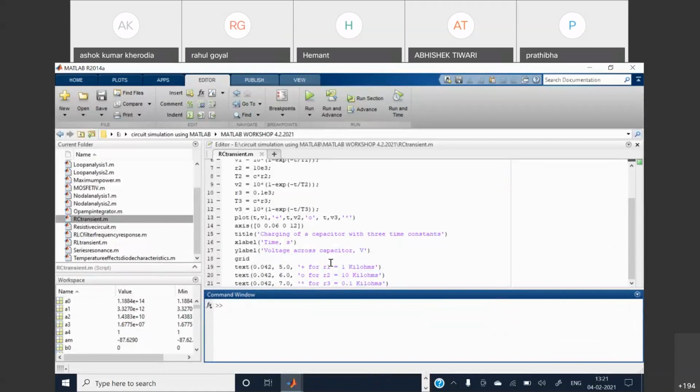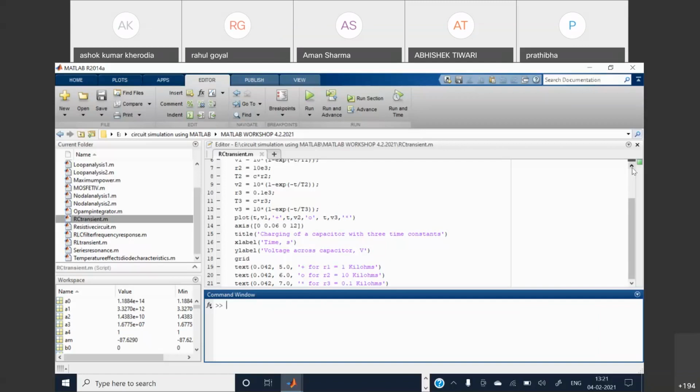Yes, we are audible. What is rise time? That is the time in which the voltage changes from 10% of maximum value to 90% of maximum value. There are different definitions also. You can have it from 20% to 80% also. So if you want to plot only one, you can change this.